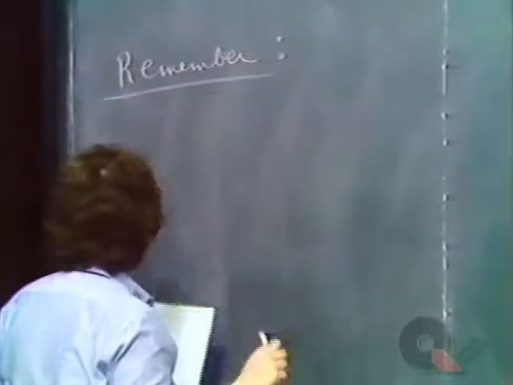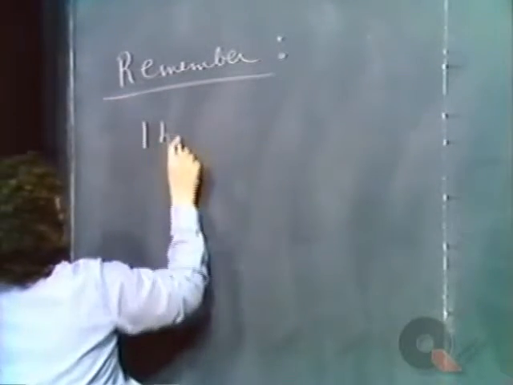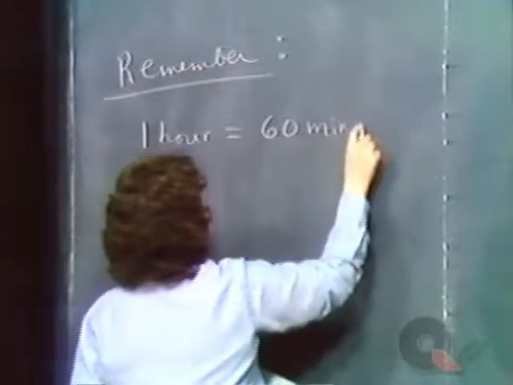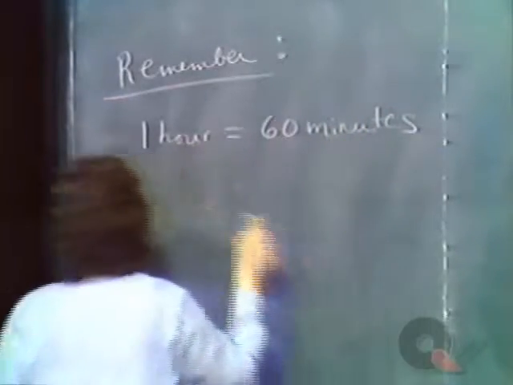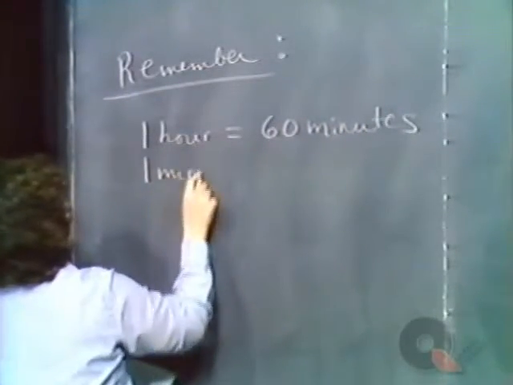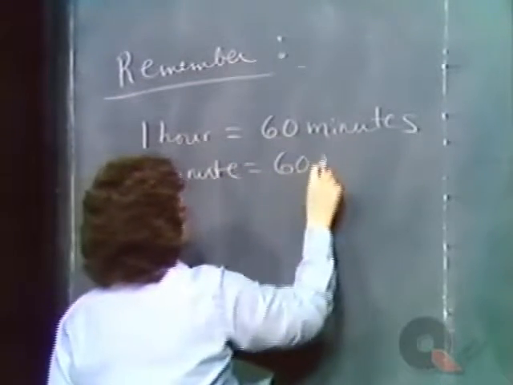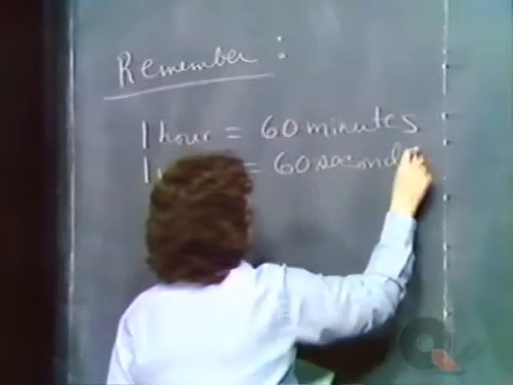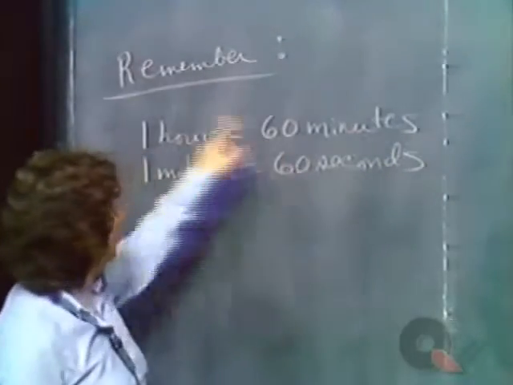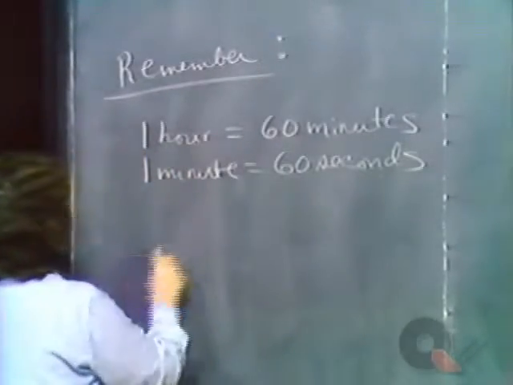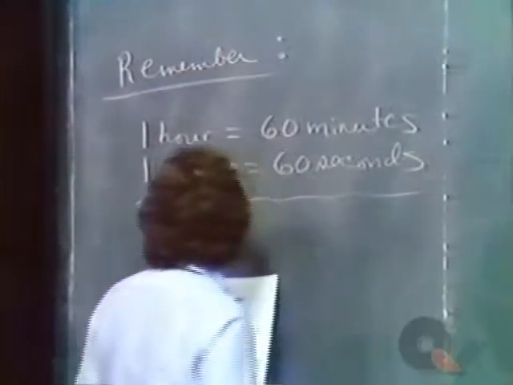For units of time, 1 hour equals 60 minutes. 1 minute equals 60 seconds. There's 60 minutes in an hour, 60 seconds in a minute. Okay, you'll need that for our work with time.